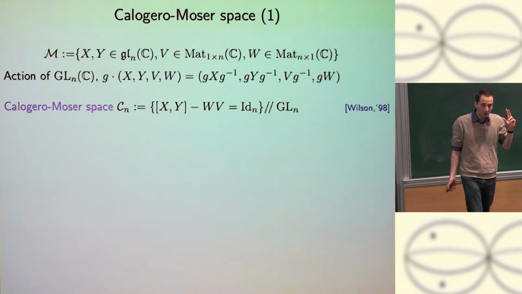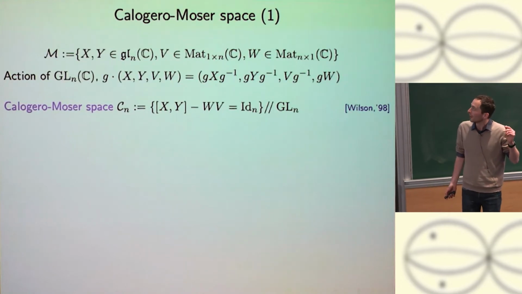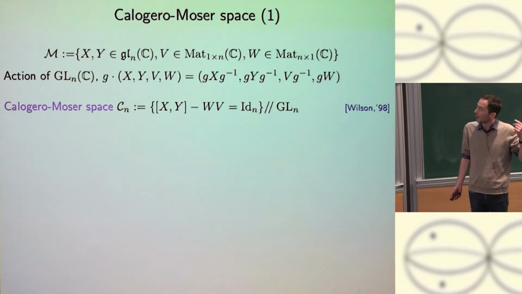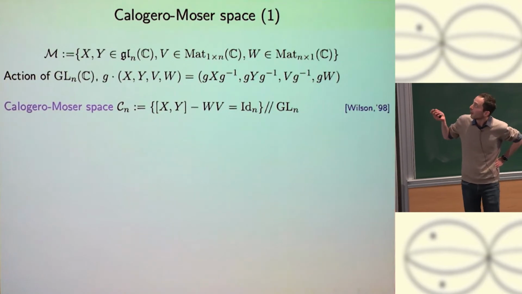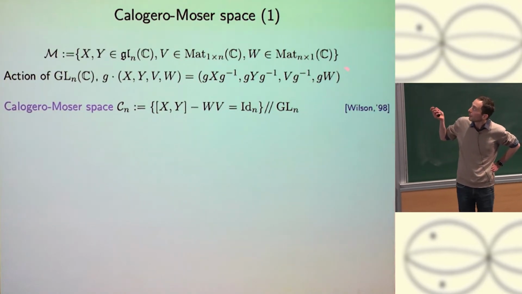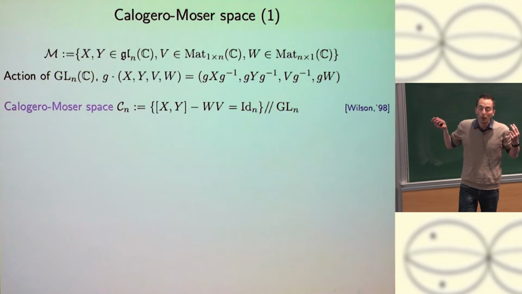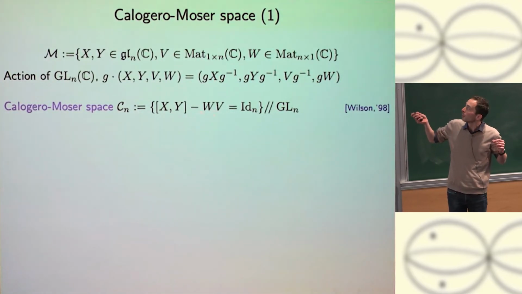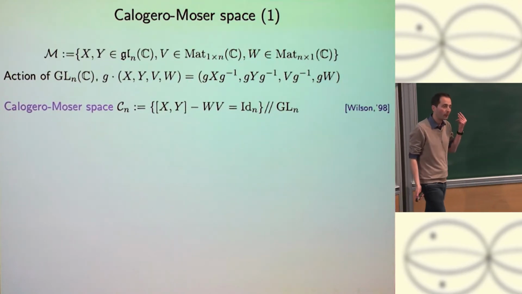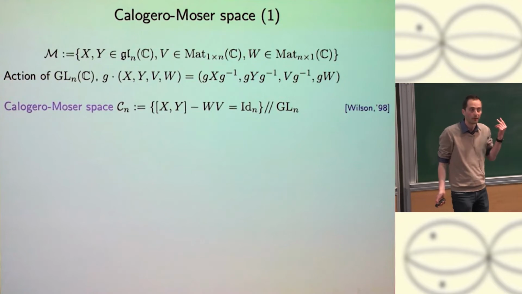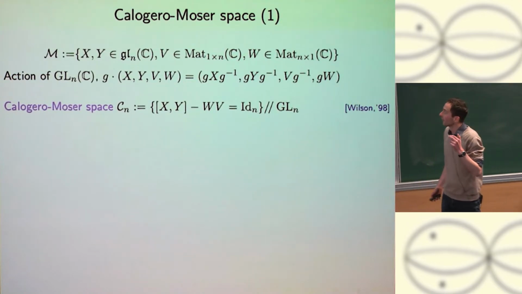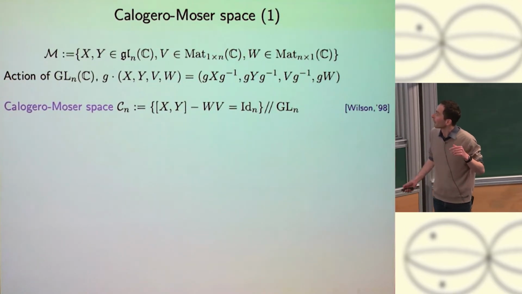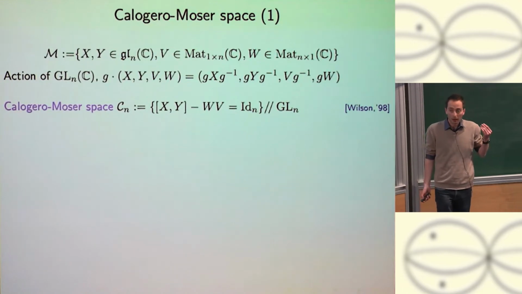And so an observation by Wilson, at the end of the 90s, was the following. On that space you realize that for the Poisson structure and that action there is a moment map, which is given here by this commutator of the square matrices, plus some rank one matrix given by the covector and the vector. And if you fix this moment map to just a multiple of the identity, it's just taken to be the identity for ease, well, you can perform reduction, okay?